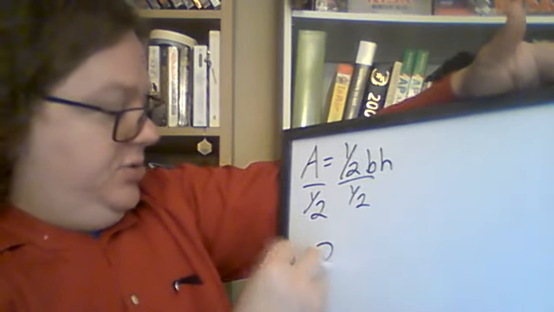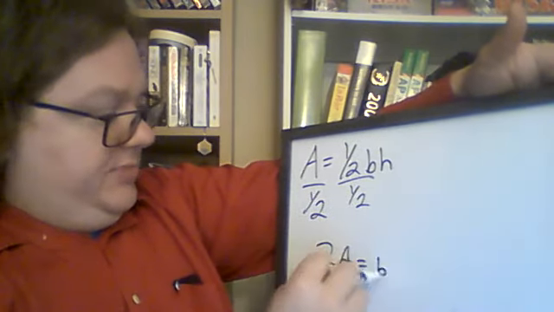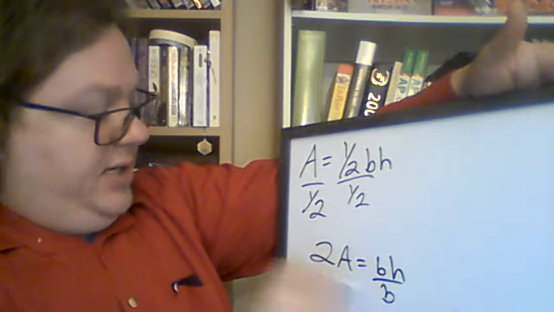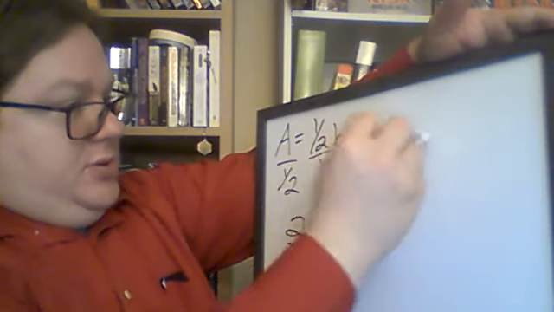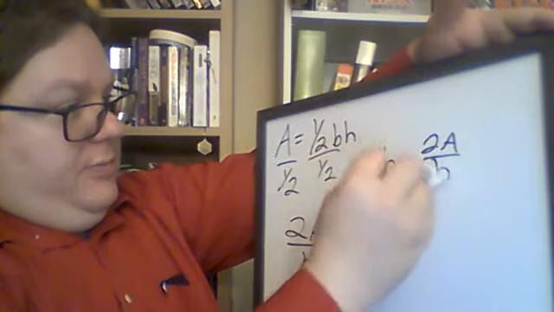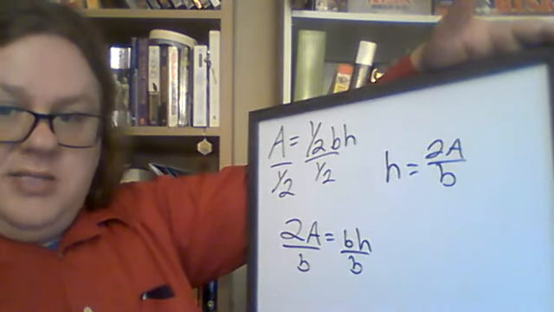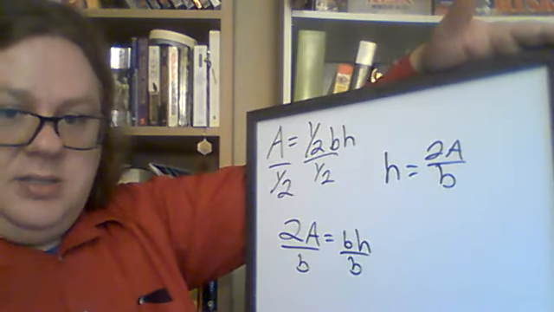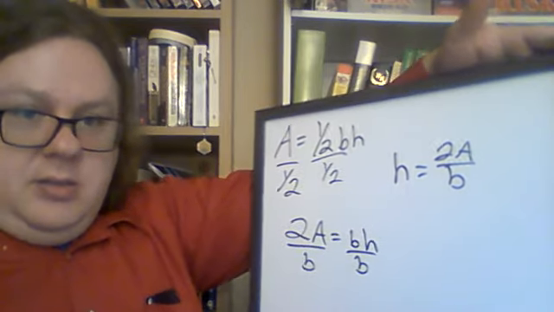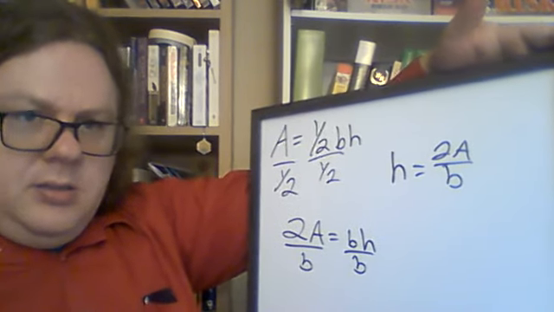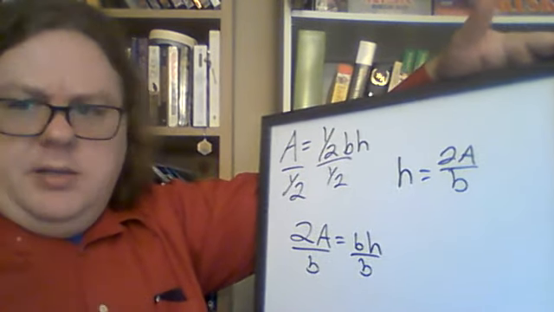So that's 2a equals bh, divide by b, and then h equals 2a over b. See that? See how that works? Okay.